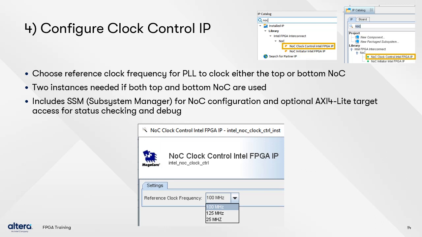A PLL that clocks the INIU connection and the SSM and MPFE to configure the NoC and should be used for interfaces like access to target IP, if the EMIF will be greater than the speed of the reference clock, or you want to use interleaving. If you will be using both the top and bottom NoC, add two instances of this IP. The designation of whether the IP is used for the top or bottom NoC will be set later and permits interleaving between the two EMIF channels.